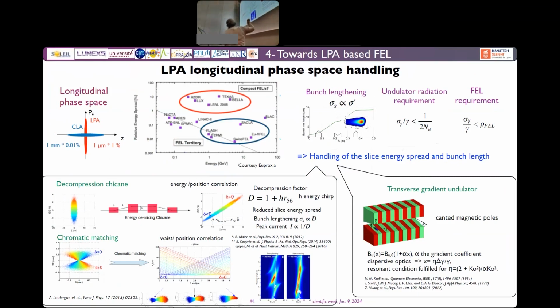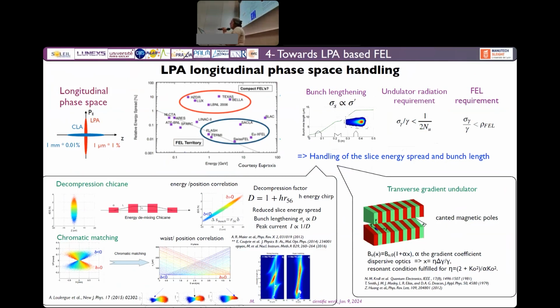We can even take further advantage of this energy-position correlation by applying a chromatic matching. So then we have to focus the electrons inside the undulator, but what counts is the slice of the electron beam which is interacting with the wavelengths. So we can focus each slice at the proper energy in synchronization with the progression of the optical wave. And then you see that we can have a larger intensity.